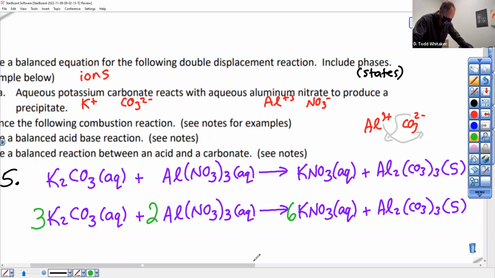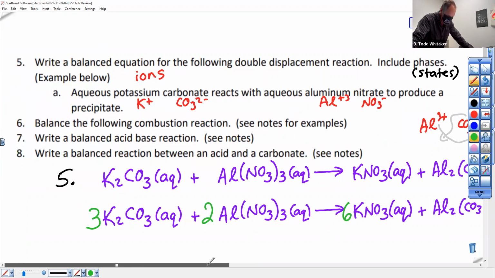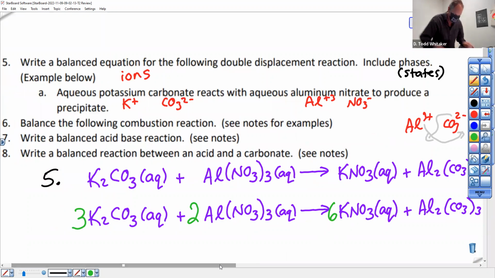All right. And you know you're going to have a combustion. Balance the following combustion reaction. See notes, for example. I'm just going to put it in the question. Balanced combustion reaction. We did octane. We did propane. We do methane. Methane, and you don't have to know its formula. I have to tell you its formula. CH4.